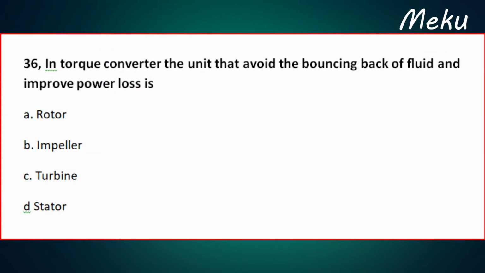36. In torque converter the unit that avoids the bouncing back of fluid and improves power losses. A. Rotor. B. Impeller. C. Turbine. D. Stator.